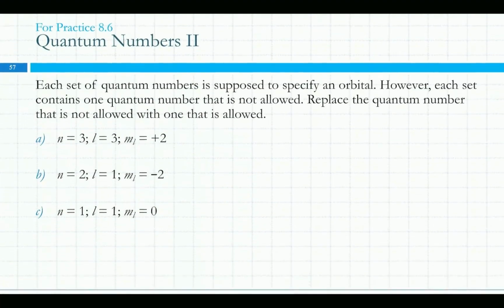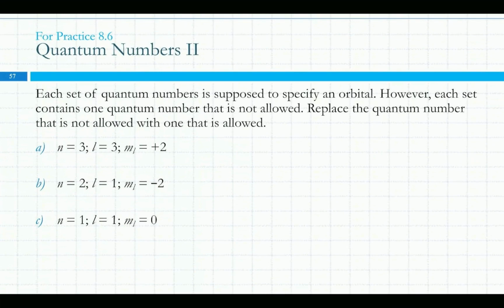Actually, it's maybe a good tie into this next one. So we've got sets of quantum numbers. Each one is supposed to specify an orbital, but each one of them has a mistake, something that's not allowed. So we want to replace the values that aren't allowed with one that is allowed. If you look at A, I guess in this case, with only changing one number, L can only be one other number. So it's this one that's wrong, and that can be 2.